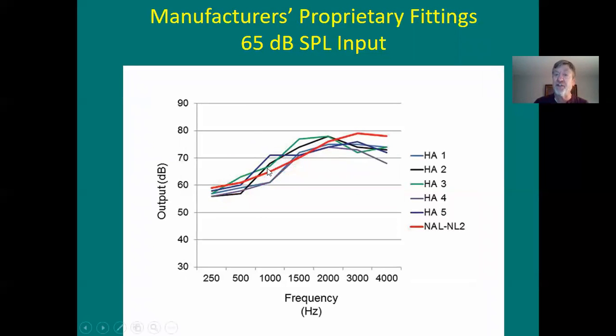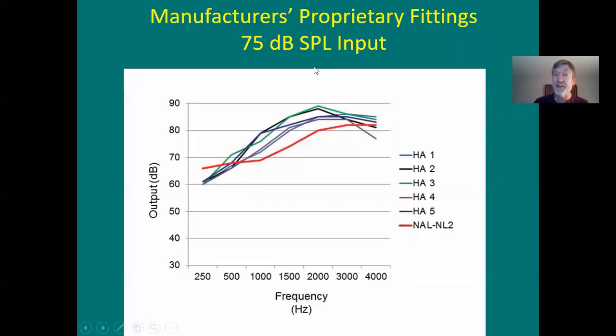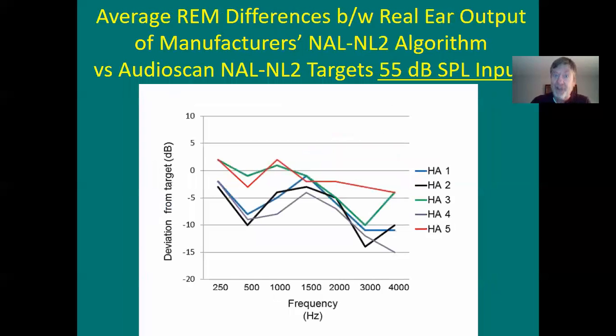Same thing for 65 dB SPL inputs. Around 75 outputs. 75 minus 65 is a gain of 10. 75 dB SPL inputs, outputs are suggested to be around 85. 85 minus 75 is a gain of 10. Once again, that's linear. Now let's look at the last three slides.